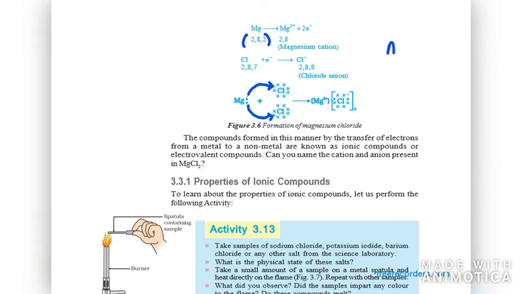Now in this case Mg, as you know, has lost 2 electrons, so it will be Mg 2 plus, whereas for chloride it will be Cl minus, twice.